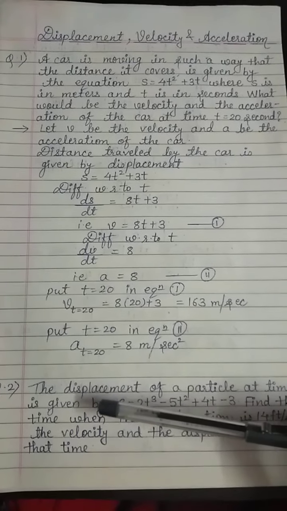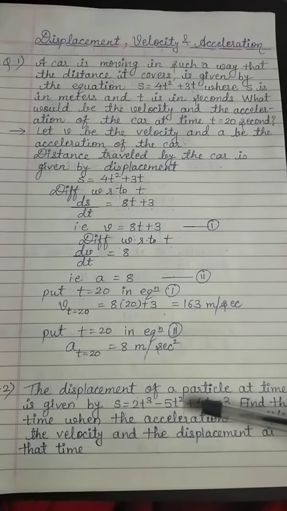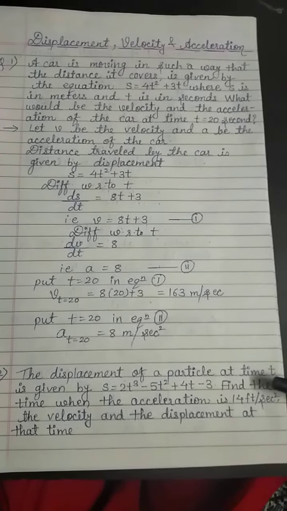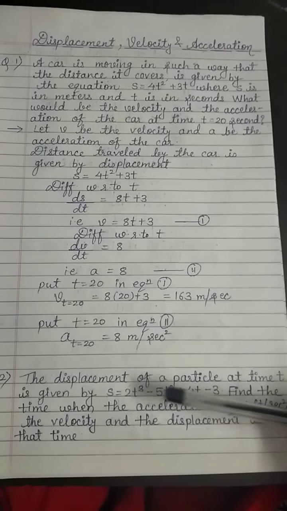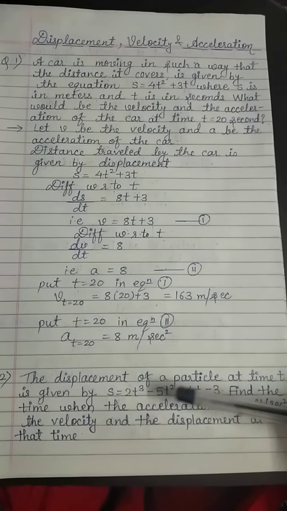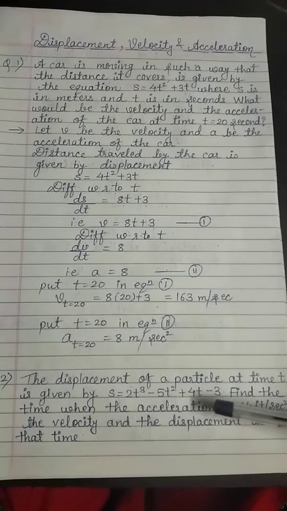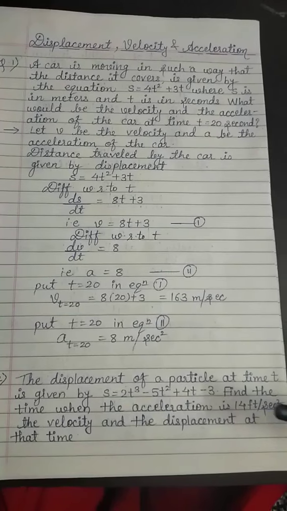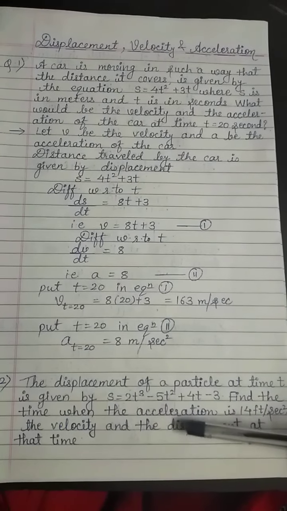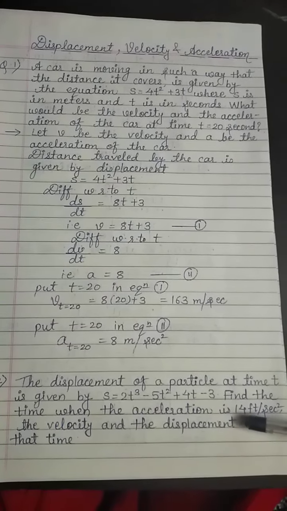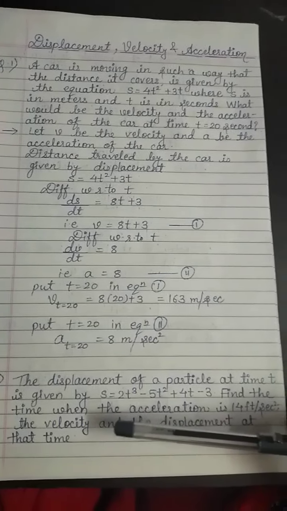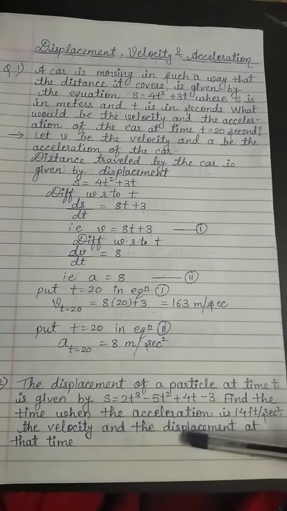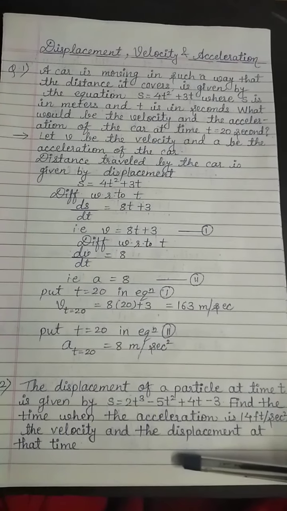Question number 2. The displacement of a particle at time t is given by s = 2t³ - 5t² + 4t - 3. Find the time when the acceleration is 14 feet per second square, the velocity and the displacement at that time.